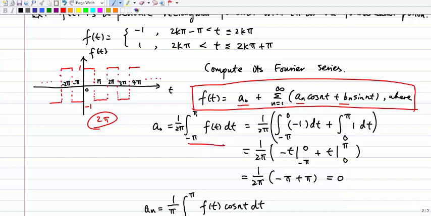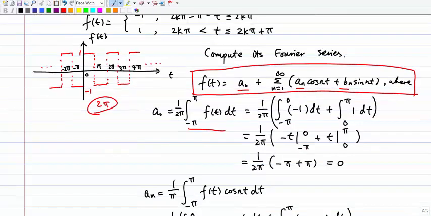The integration of -1 over t is -t, evaluated from -pi to 0. The integration of 1 is t, evaluated from 0 to pi. So I keep the 1 over 2 pi. This one is 0 minus positive pi, so it's -pi. This one is pi minus 0, which is pi. So the sum of these two will be 0. Okay, so a0 will be just 0.